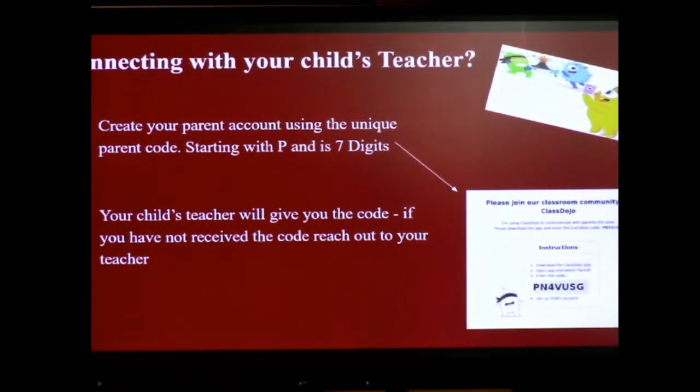So if you already have the Class Dojo app, your teacher can send you the code. You can then put that code into where it says create a parent account using the unique parent code. That code will go into the link. Your child's teacher will give you the code. If you've not received that code, you can reach out to your teacher. Most likely you'll be getting the email, the first version. Sometimes students, for some reason, log out or they don't remember their password. So then you can reach out to your teacher and they will send you the code so that you can get back in. That make sense?